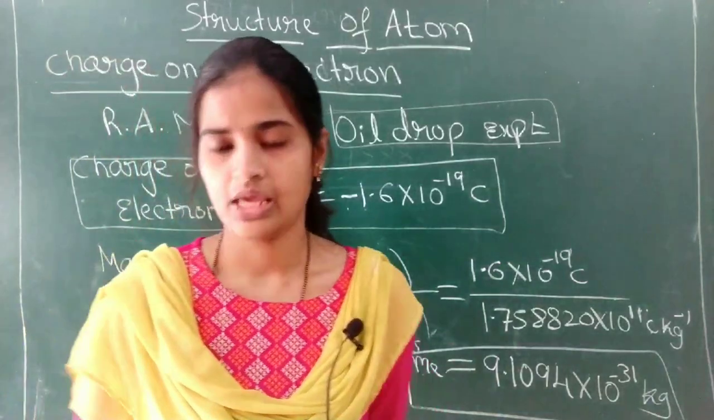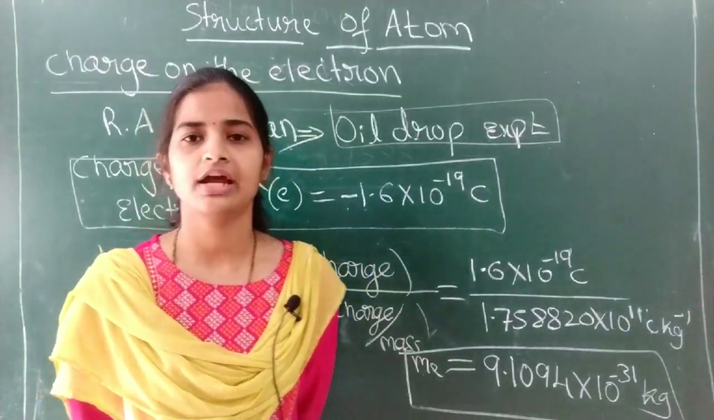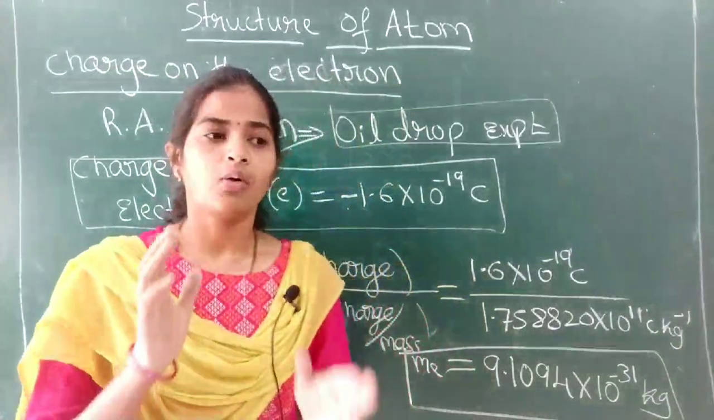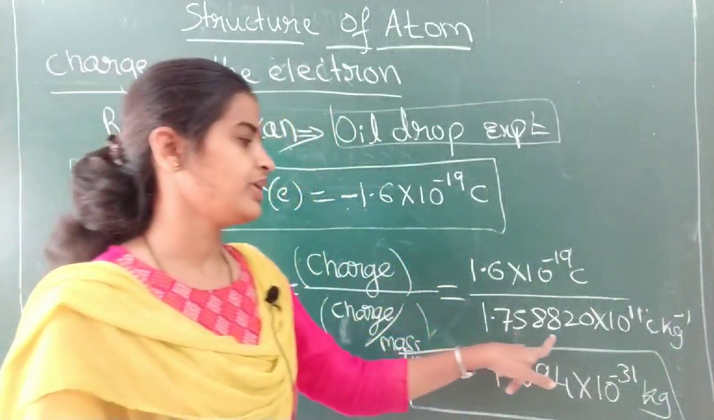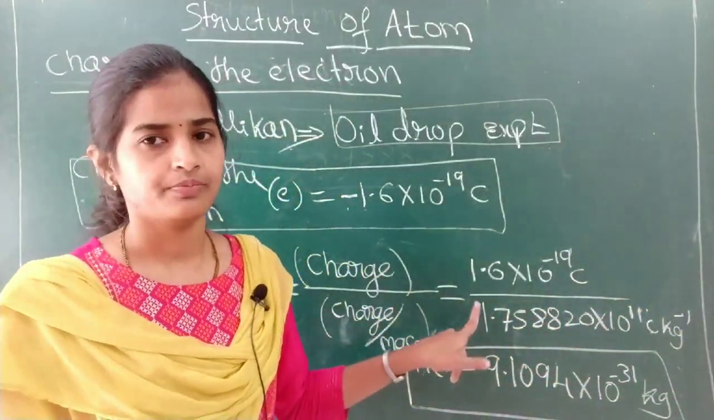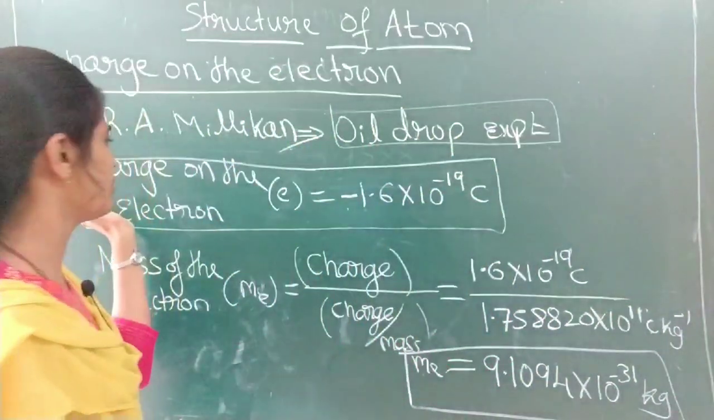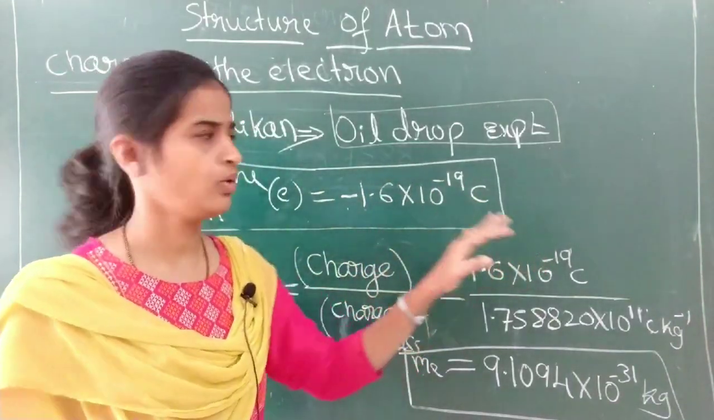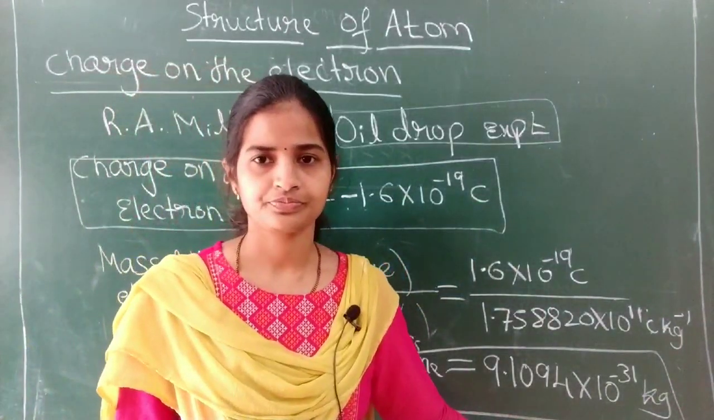Got it? Okay. In today's class, we have studied what happens when external electric and magnetic fields are applied to the cathode rays, how they behave, and what the value of the charge to mass ratio of an electron is. That was found to be 1.758820 into 10 raised to 11 coulombs per kg. Who discovered this? J.J. Thomson. And scientist Millikan did the oil drop experiment, and with that we got to know that the charge of the electron is minus 1.6 into 10 raised to minus 19 coulomb. When we gather these two pieces of information, we get the mass of the electron. Got it? Okay.